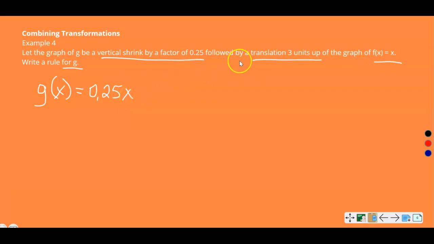But it's also followed by a translation 3 units up. So vertical translation would be outside our parentheses, and it would just be up 3. If it said 3 units down, it would be negative 3. So again, you could take a graphing calculator and graph this and see what it looks like. But the transformed function is g of x equals 0.25x plus 3.